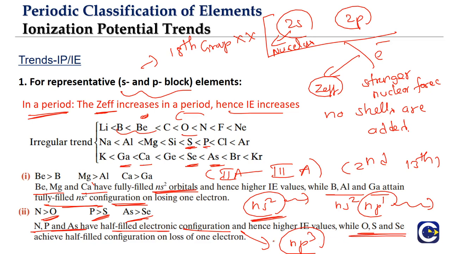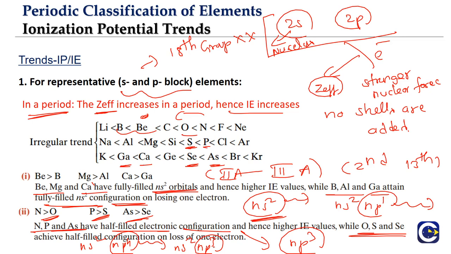In case of oxygen, sulfur, selenium, right? They will have ns2 np4 structure, isn't it? After the removal of an electron, they will come to ns2 np3, half-filled p structure. So that is the reason why the ionization energy values for the 15th group element, in any period you take, will be more than the 16th group.